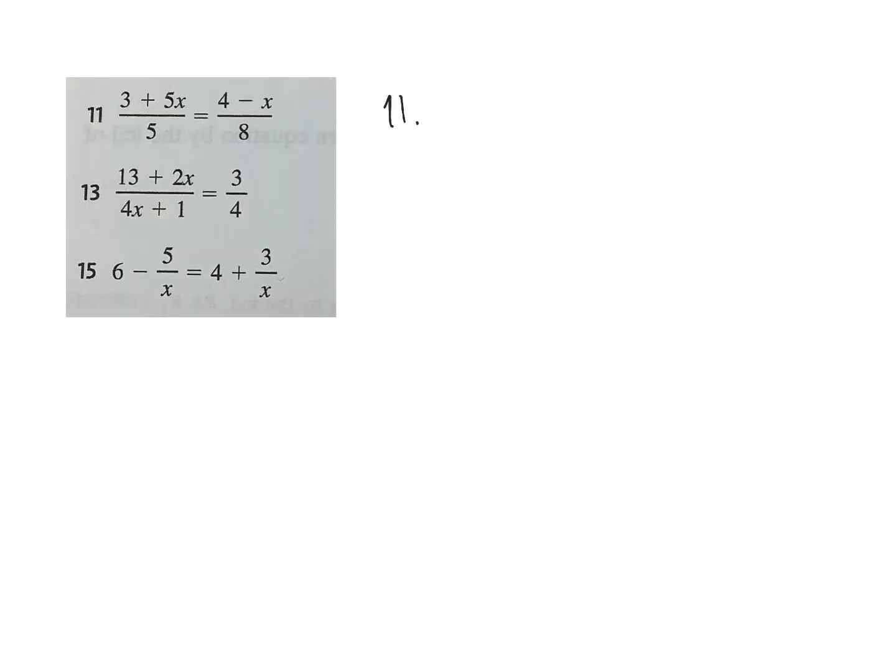Number 11 is 3 plus 5x over 5, equals 4 minus x over 8. All right, so now we have complex fractions. Again, if you just have two fractions set equal to each other like this, you could cross multiply and be done. I'm going to do it a different way just to show you different things. You could separate each fraction or multiply by a common denominator on both sides.